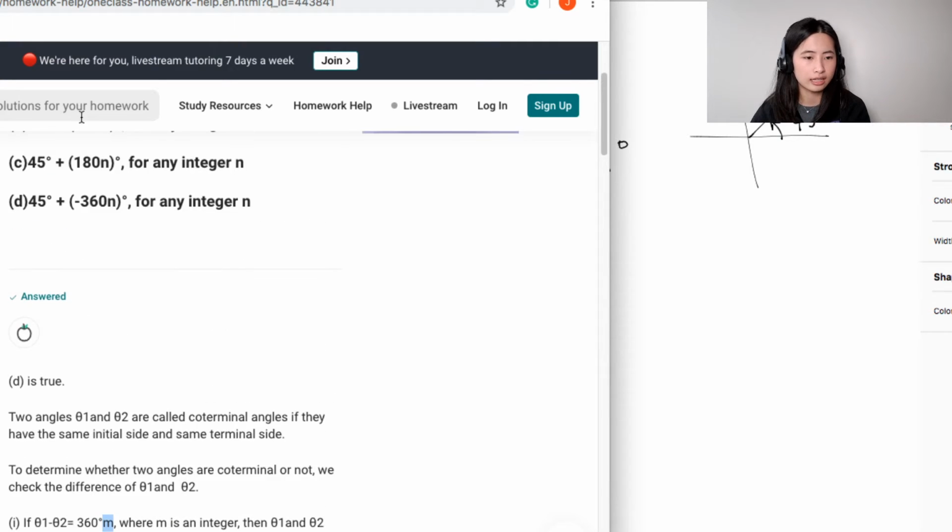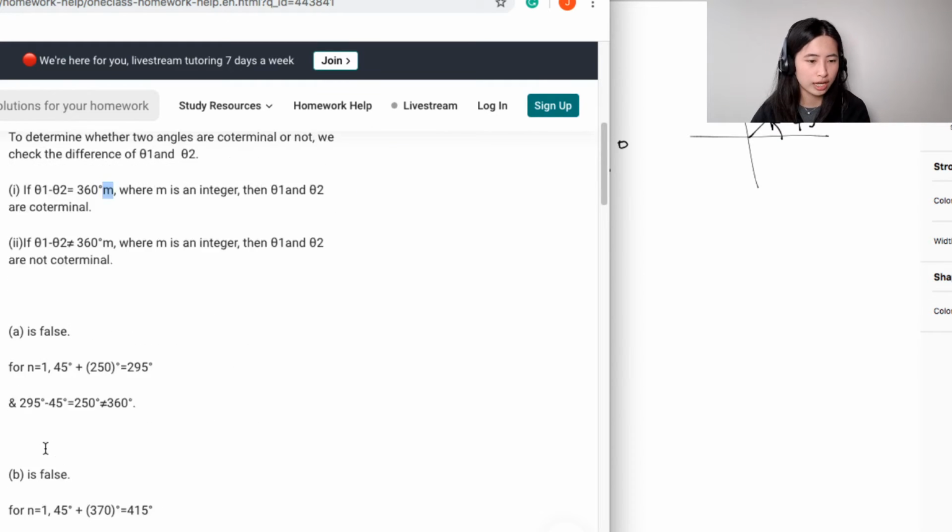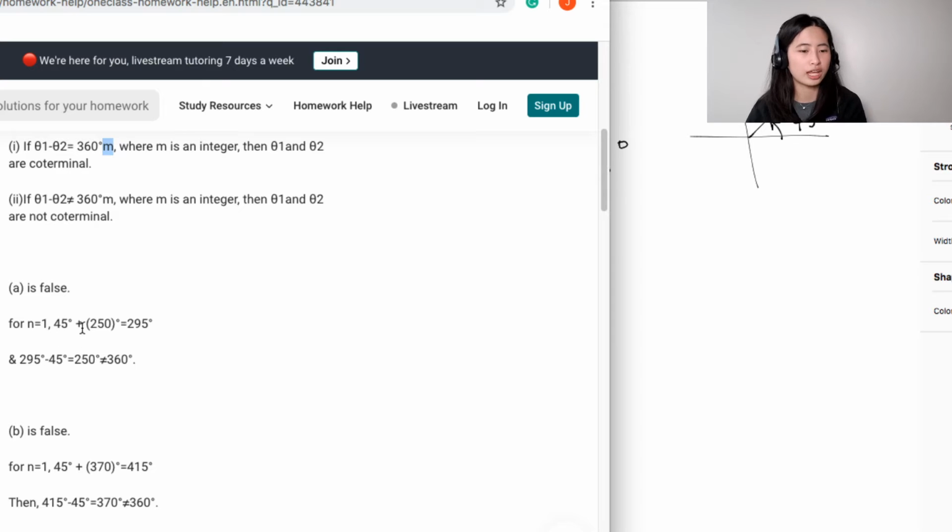And let's say you're looking at 250n, right? So what they showed you is, let's say you have 45 plus 250n. They're saying let n be equal to 1. So if you add the two, you get 295. So this 295 is theta 2. Does that make sense? And you have theta 1, which is 45 degrees. So if you have 45 and you have 295, when you subtract the two, you get 250 degrees, right?